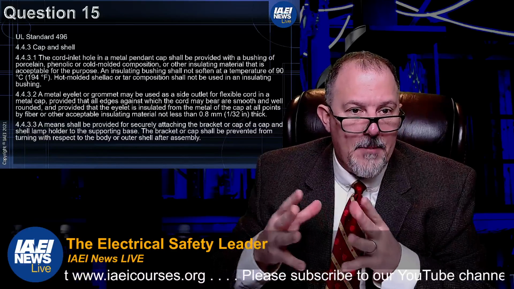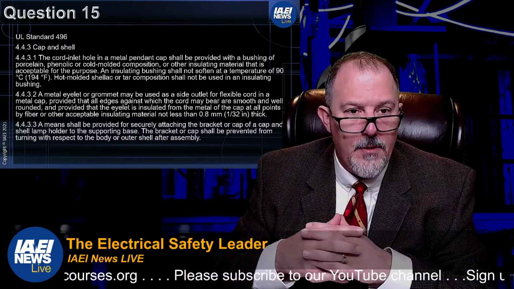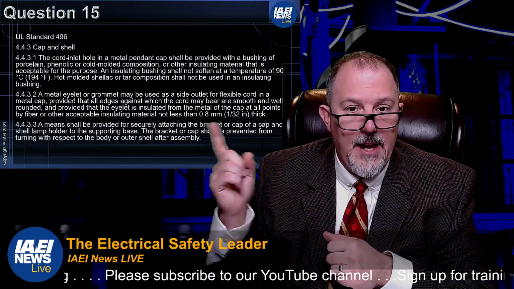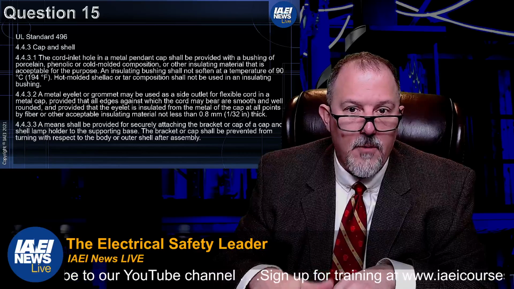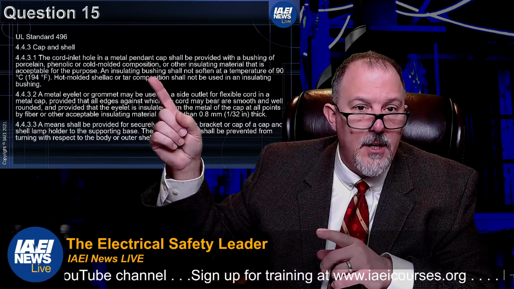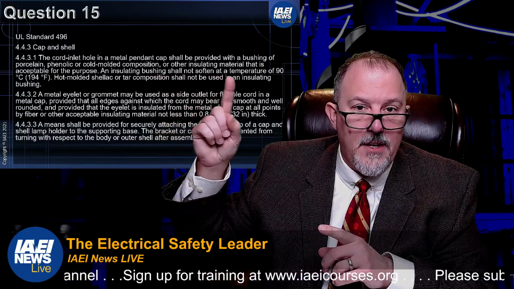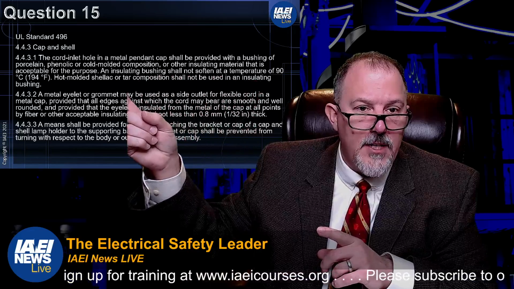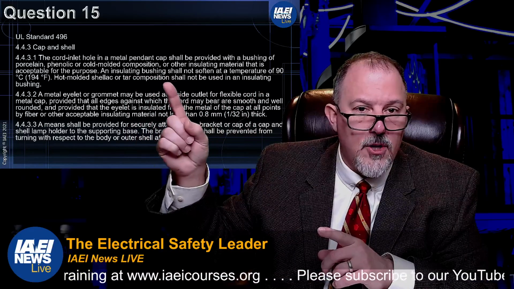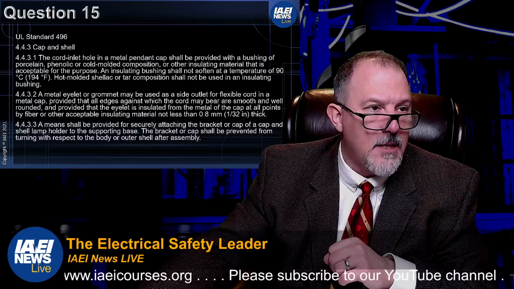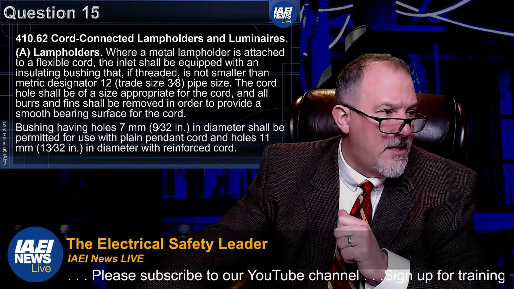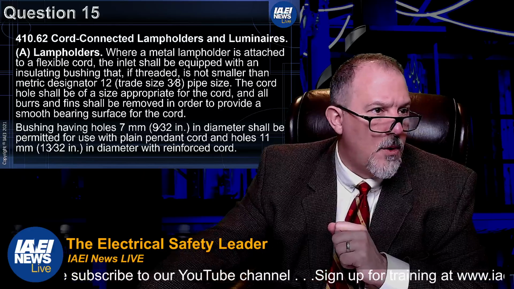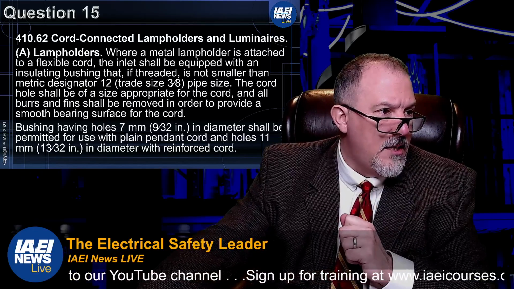They talk about the cap and the shell, the types of solutions, and they have the thicknesses as well in here. A lot of these will be transferable. There's your 194 degrees, right? An insulated bushing shall not soften at a temperature of 194 degrees. Hot molded shellac or tar composition shall not be used in insulating bushings. So there's your 410.62, and you have those requirements there.